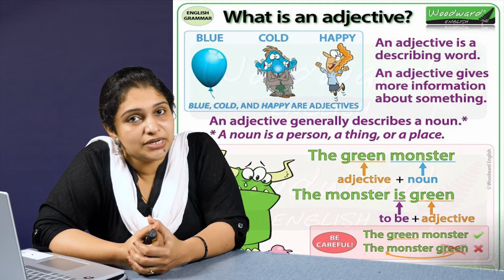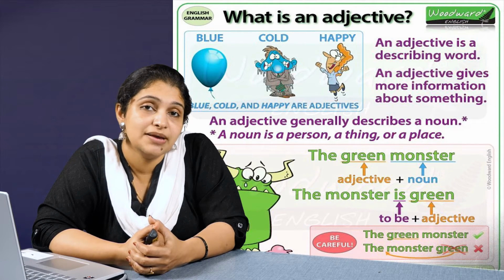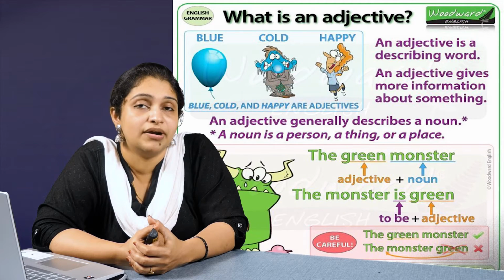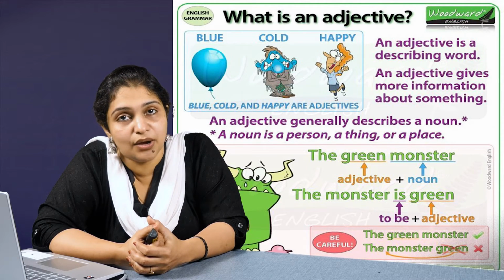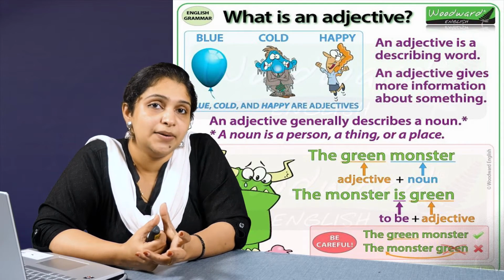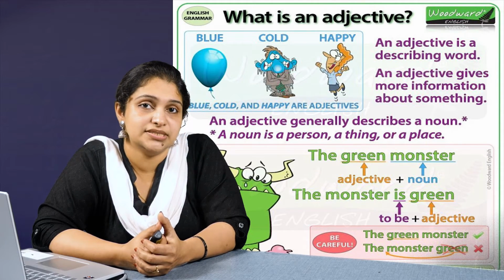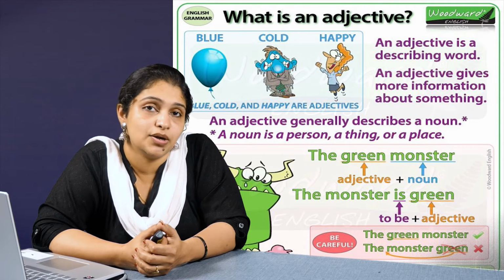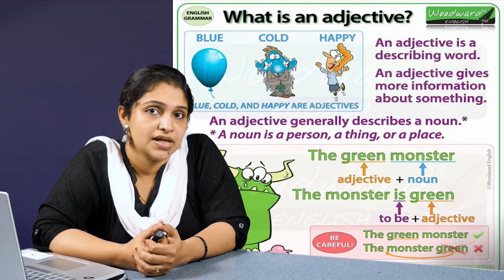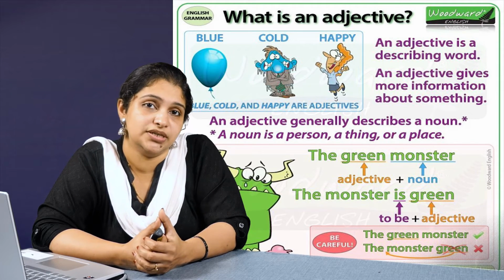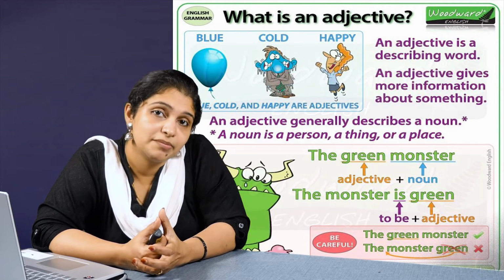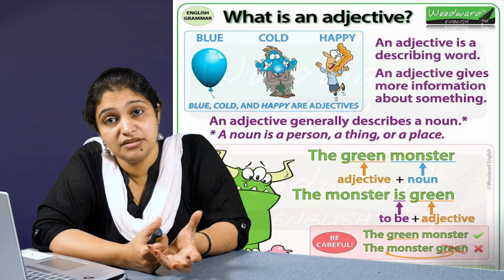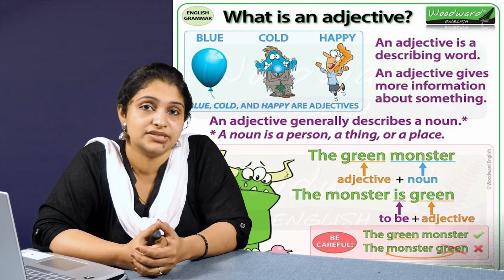We have seen adverbs, a category of words which describes and modifies a verb or an adjective or another adverb in a statement. Now, let us see a group of words that describe the nouns, and they are called adjectives. An adjective is a describing word. An adjective gives more information about something. It generally describes a noun. A noun is a person, a thing, a place, an idea, etc.